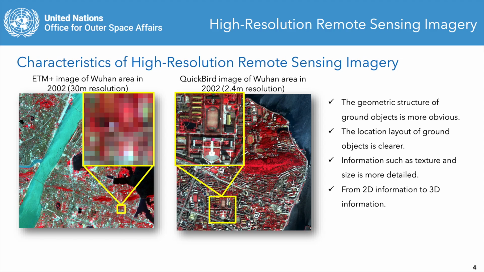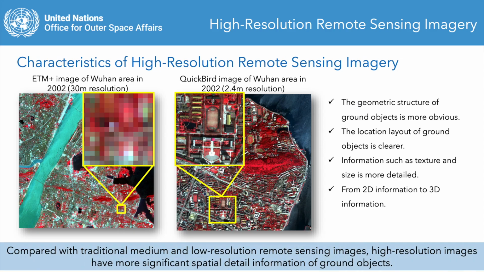The geometric structures of ground objects become more obvious, the spatial layout becomes clearer, and information such as texture, shape, and size can be better observed. This is why high-resolution imagery is widely used for detailed urban mapping, object extraction, and fine-scale environmental monitoring.